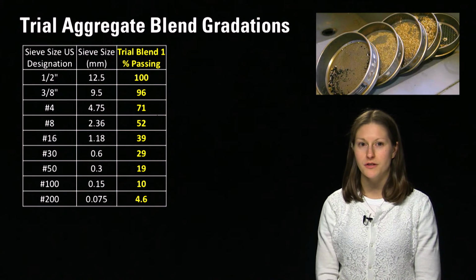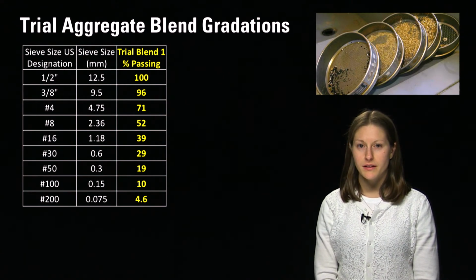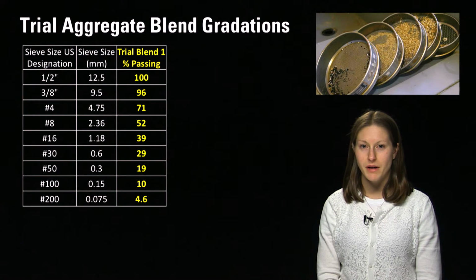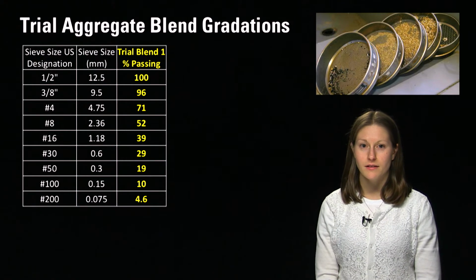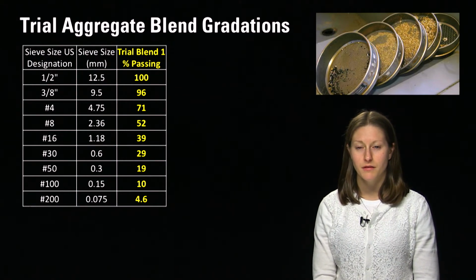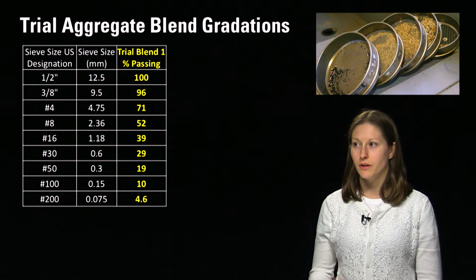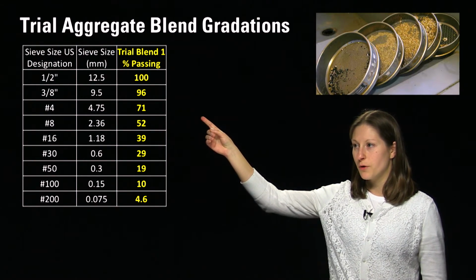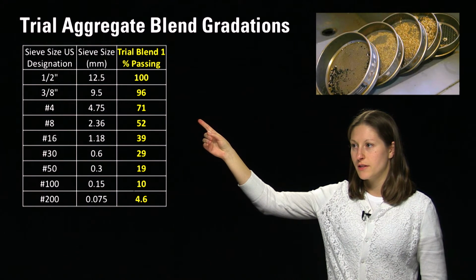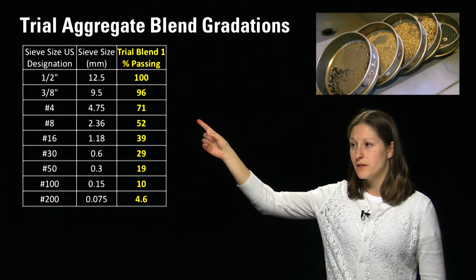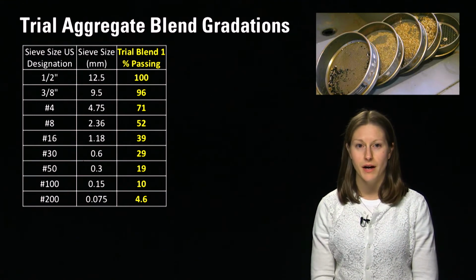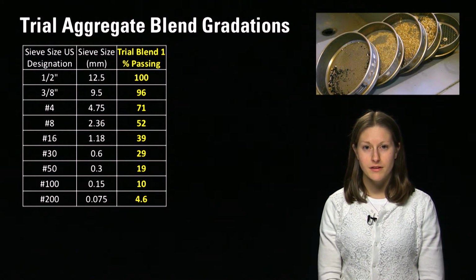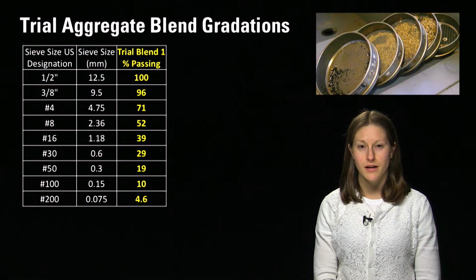Here is our gradation information for trial blend 1. If we look at the information given here, we see that we're given percent passing instead of percent retained. Anything that passes is not retained. Therefore, percent retained is simply 100 minus the percent passing. If we look at the gradation data here, we see that the 4.75 millimeter sieve is the first to retain more than 10% of the aggregate. It retains 29%. If we go to one sieve size larger, we see that our nominal maximum aggregate size is 9.5 millimeters. Please keep in mind that we give the designation based on millimeters and not inches.